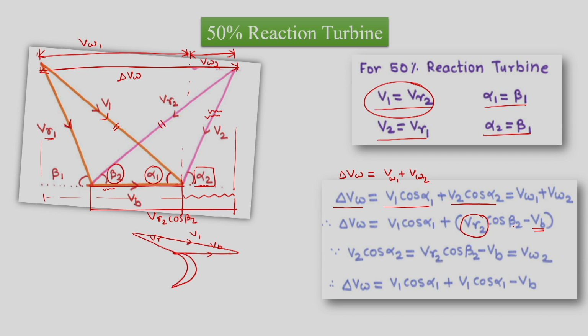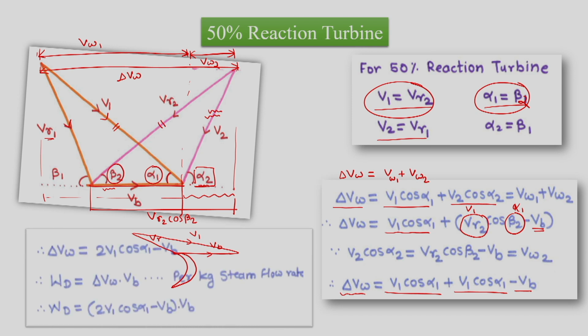Similarly, we also know that alpha 1 is equal to beta 2 and alpha 2 is equal to beta 1. So this beta 2 will be replaced by alpha 1 and VR2 will be replaced by V1. So we will have V1 cos alpha 1 as it is, and VR2 cos beta 2 will get replaced by V1 cos alpha 1 minus VB. So this is the formula for delta VW.